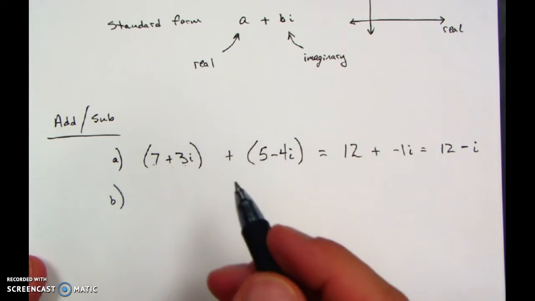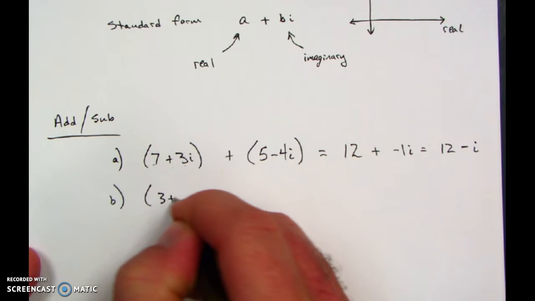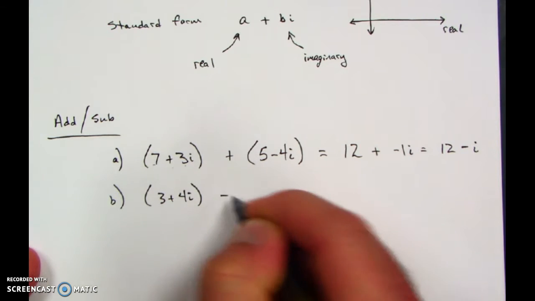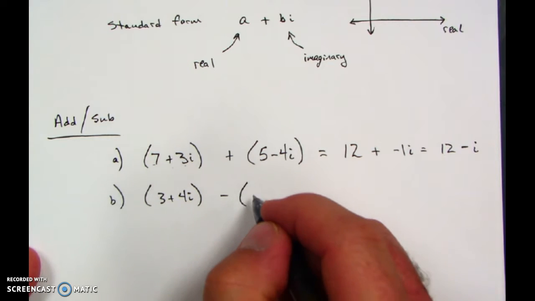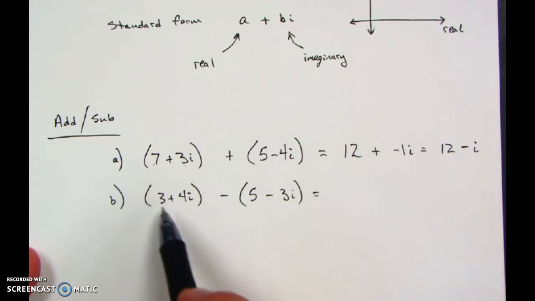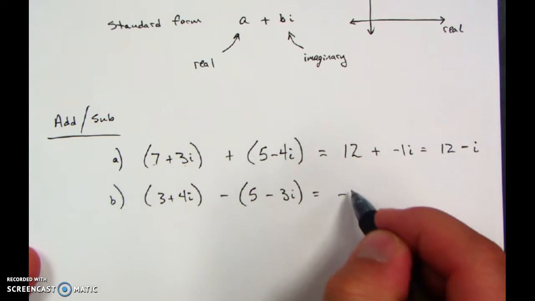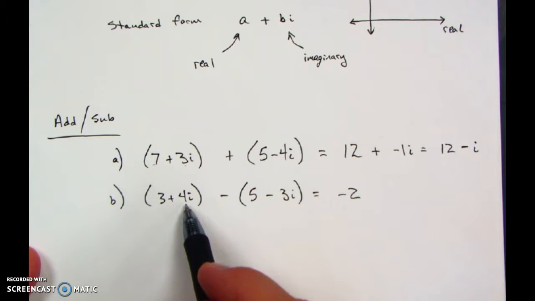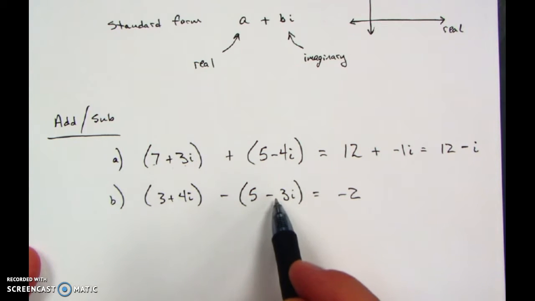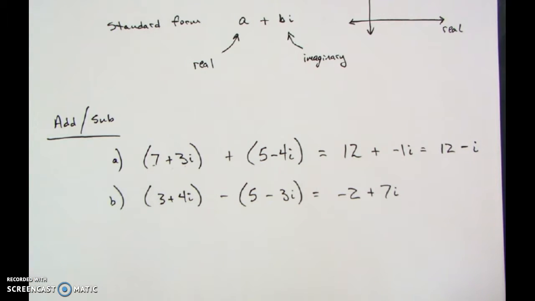For subtracting complex numbers, I have 3 plus 4i minus 5 minus 3i. Again, I would now take the 3 minus 5, that's a negative 2, and then I have 4i minus a negative, so that turns to plus. 4 minus a negative 3i is 4 plus 3i, that's going to be a plus 7i.